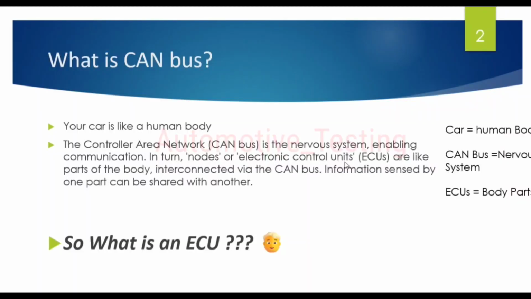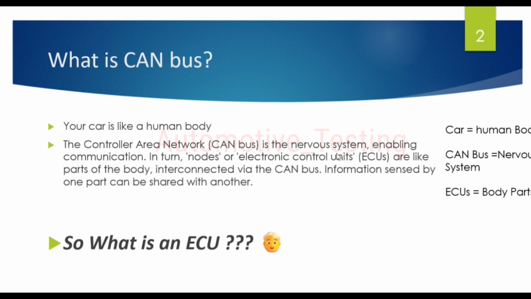So what is CAN? Before going into this definition, let's imagine your car is like a human body, CAN is like the nervous system, and ECUs are your body parts. Now come to this definition. The Controller Area Network is the nervous system which enables communication. The same works in our body. So nodes, or electronic control units, ECUs, are like parts of the body which are interconnected via the CAN. Means these body parts are interconnected to our nervous system. In the same way ECUs are connected to the CAN. For a car, CAN is a nervous system by which information sensed by one part can be shared with another.